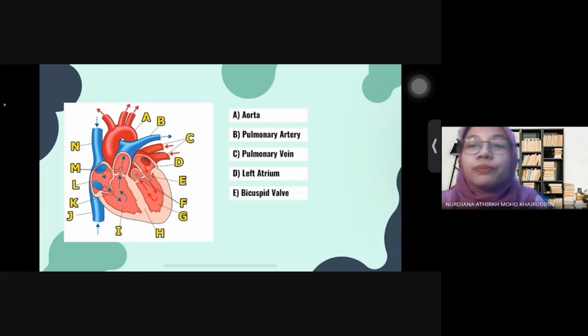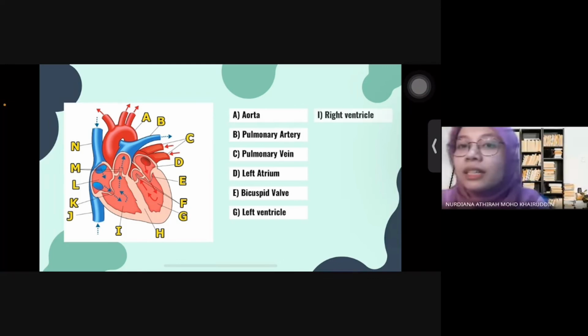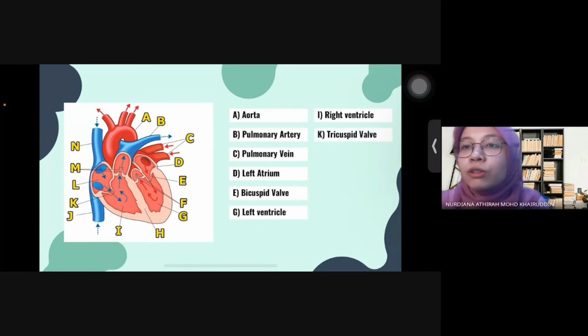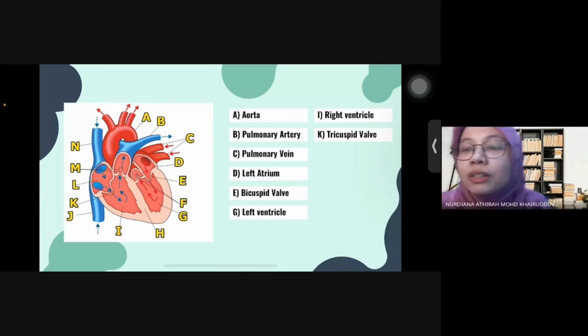Okay, and then for G, what is G? Left ventricle. Very good. And what is I? Right ventricle. And then what is K? Tricuspid valve. Yes, tricuspid valve. Very good. And then the last one I want to ask about L. What is L? Right atrium. Okay, then well done everyone.